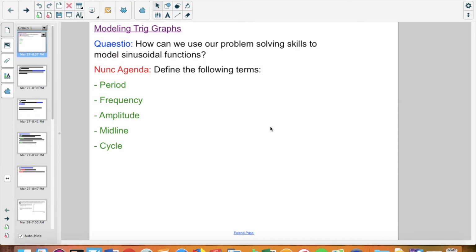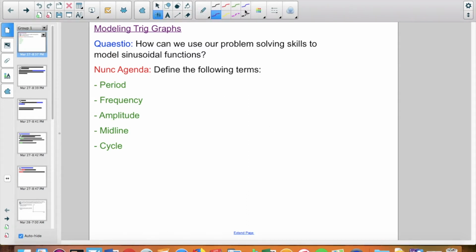Everybody. So continuing on our trig graph lesson, we're going to be modeling trig graphs. What that means is today we are going to be looking at word problems. Okay, so to start, the do now says define the following terms.